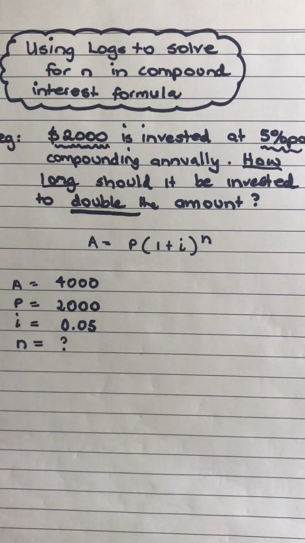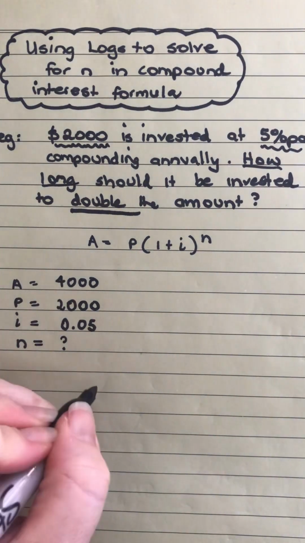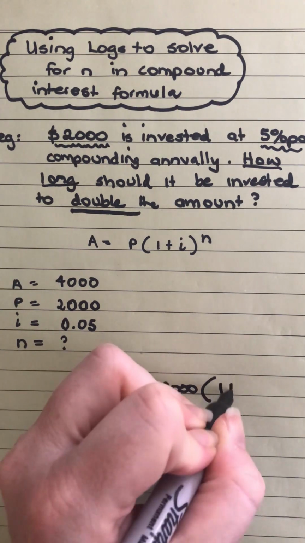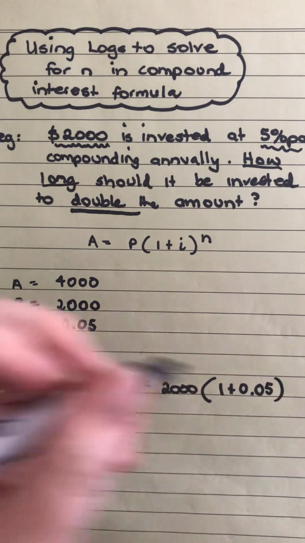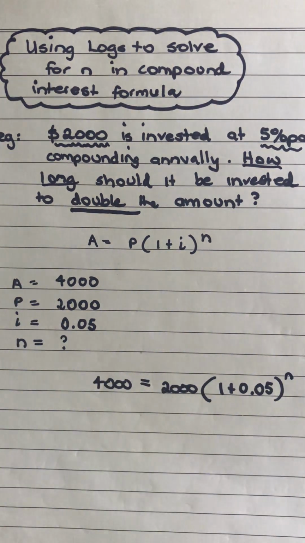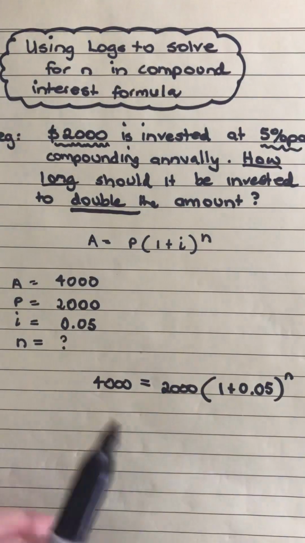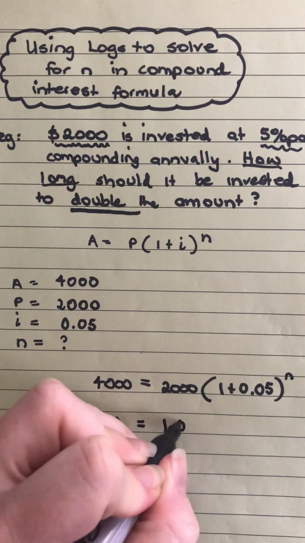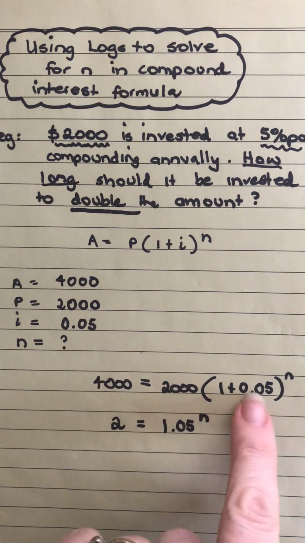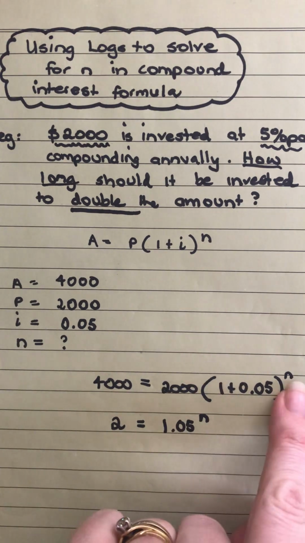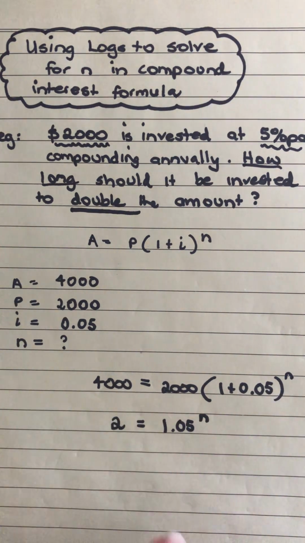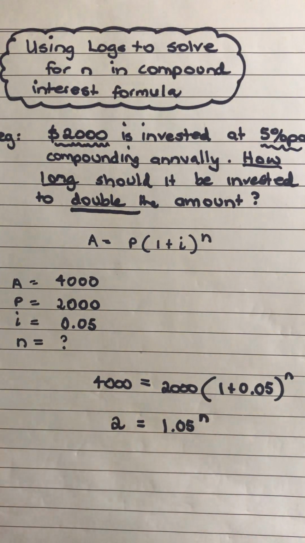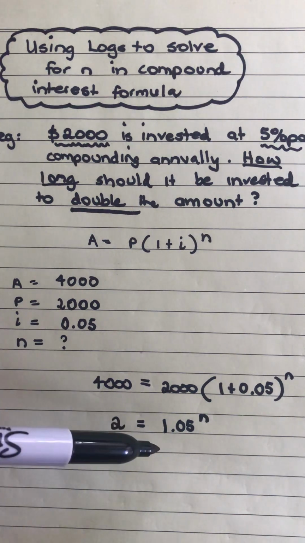So looking at this one, we'll now sub into our equation what we know. So we have $4,000 is equal to 2,000 outside of 1 plus 0.05 to the power of n, because we don't know what that value is. Now our first step is going to be to do the 4,000 divided by 2,000. So we get 2 is equal to 1.05 to the power of n. So I've just simplified what's in that bracket to 1.05 and I've got my power of n there. Now an option is to just do trial and error by doing different values of n to see when you get close to 2. Obviously that can be quite time consuming, so we're going to use logs to do it.